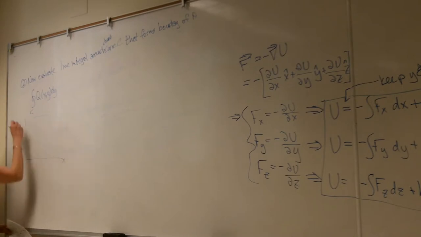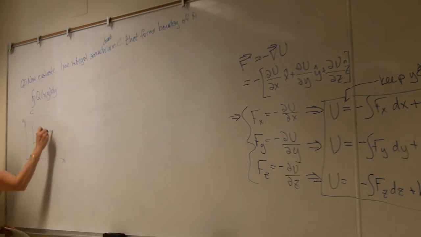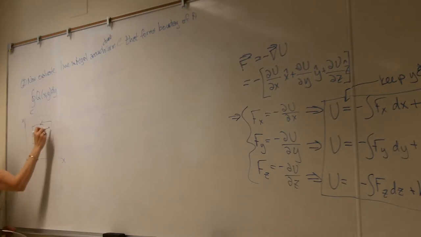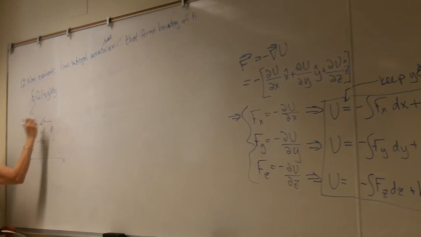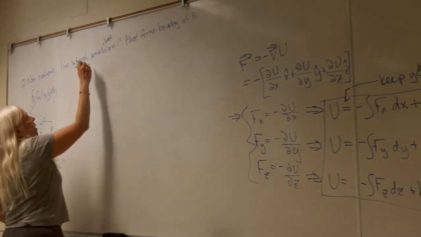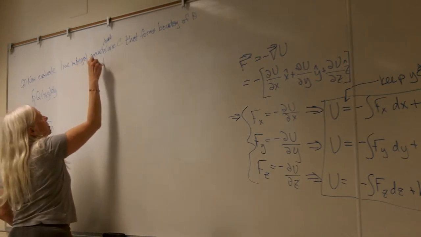Again, if here's the xy plane, here was our area A. The curve C is going to be this curve here that just forms the boundary of that rectangle. And notice that when we do a line integral, we go around the curve in a particular direction. In this case, I am choosing to do it counterclockwise.